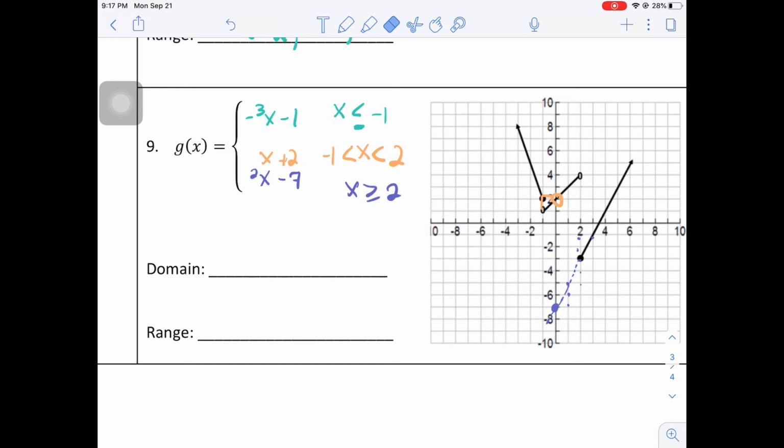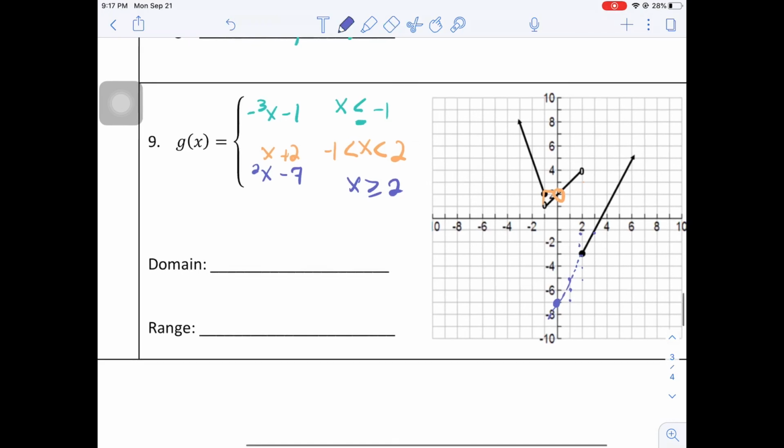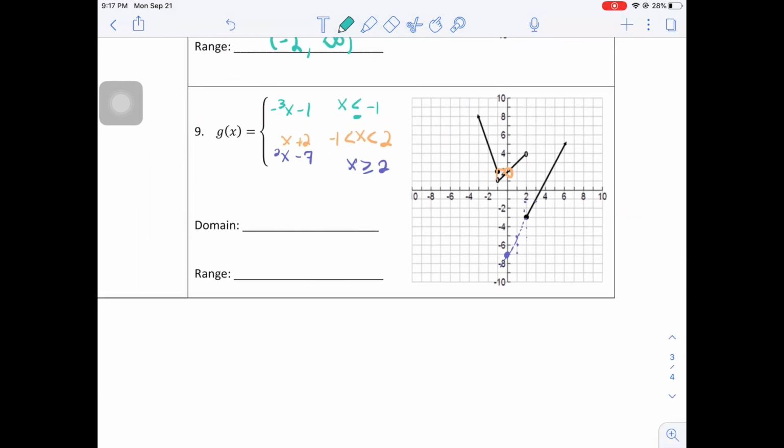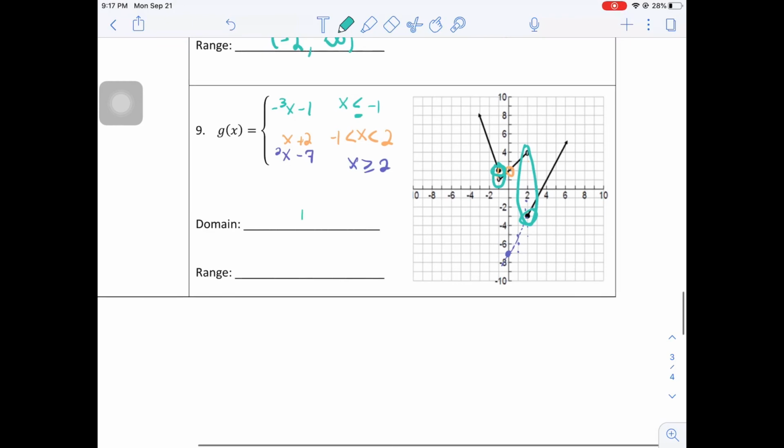You could have negative 3x minus 1 for the top. Okay, that works. Or you can put the 1. I'm not going to count it wrong if that's how you see it. So domain in this case, we jump here, but it's included here. We jump here, but it's included there. So domain is all real numbers.